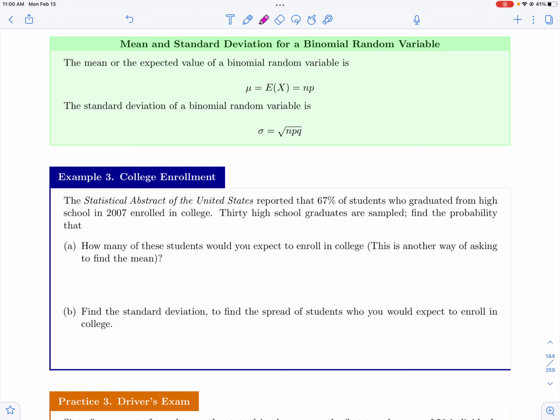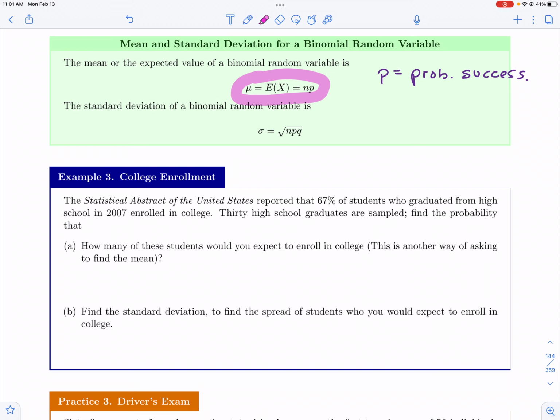So if we look at our mean or expected value, what we're doing is taking the number of things that occur and multiplying it by our probability of success. So if I look here, I'm going to take my number of people that are surveyed, number of events, whatever it is that we're looking at, multiply it by our probability of success. So again, this is our probability of success. And lo and behold, that's going to be my mean or expected value.